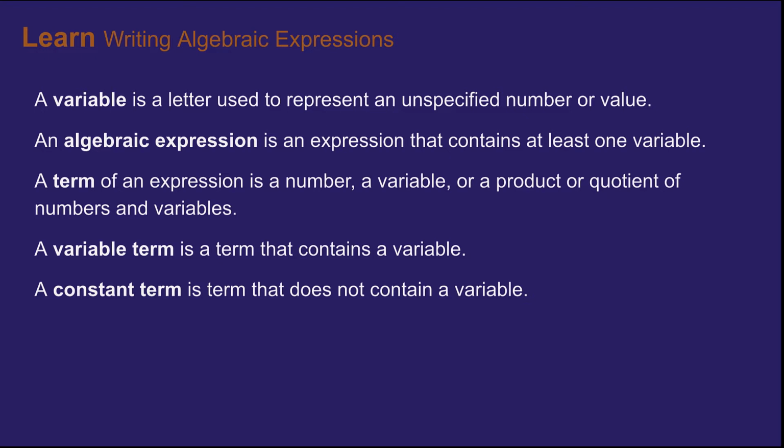So you would see those as like 3x, that's the product of a number and a variable, or maybe x over 4, that would be a quotient. A variable term is a term that contains a variable. So 3x would be a variable term, or just a, or b, or x. And then a constant term is a term that does not contain a variable, like 5.